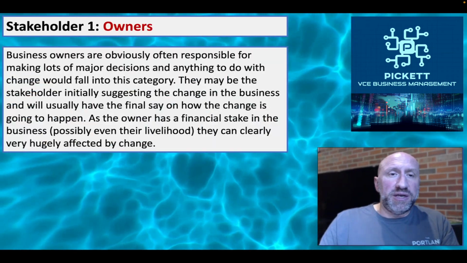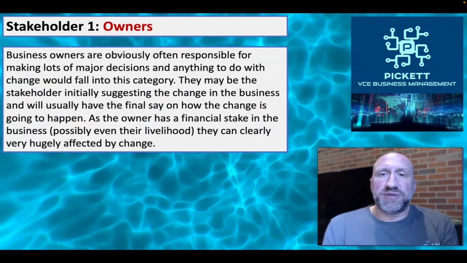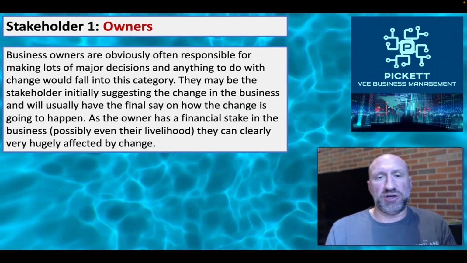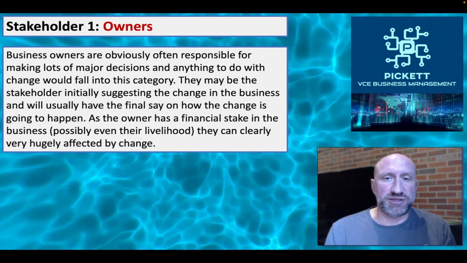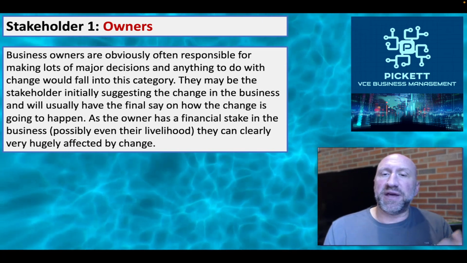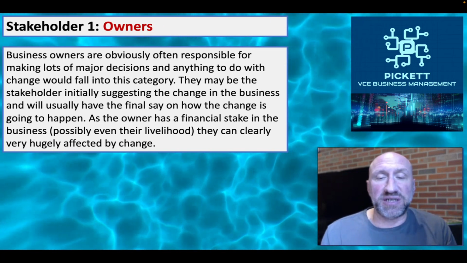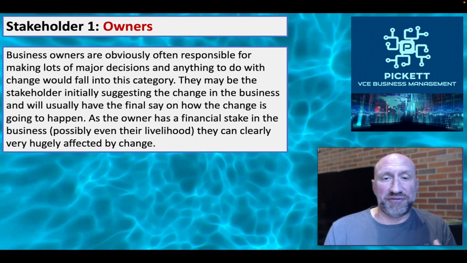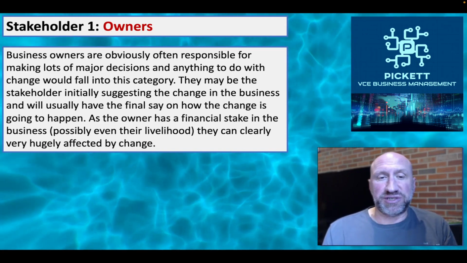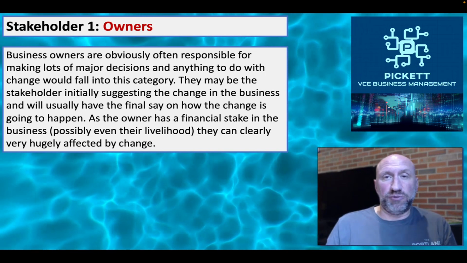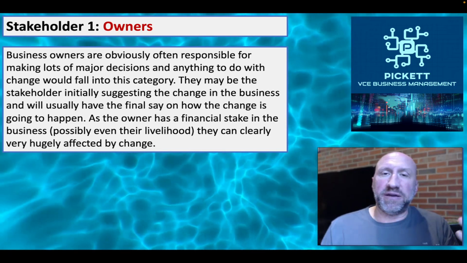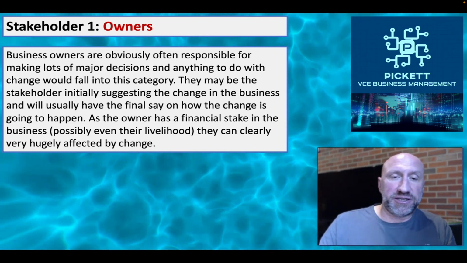So getting on to these stakeholder groups that are identified, the first one was owners. Business owners are obviously usually the ones making lots of major decisions, and anything to do with change is going to fall into that category. They may be the stakeholder initially suggesting the change in the business, and they're usually going to have the final say on how the change is going to happen. As the owner has a financial stake in the business, and possibly if it's a small business that you operate, it might even be your livelihood. Clearly, they can be hugely affected by change.